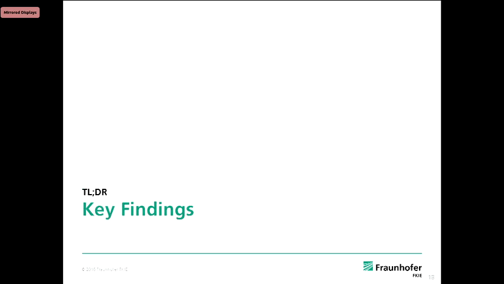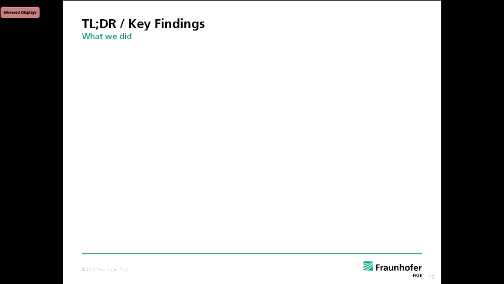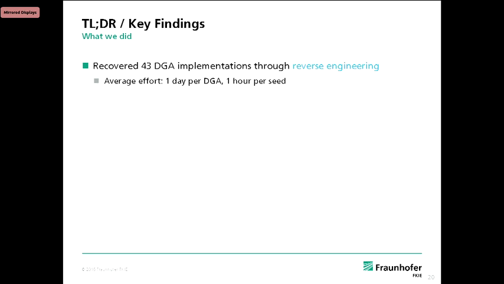Key findings. So first, what have we been doing in the study? We recovered 43 different DGA implementations by doing reverse engineering. And since it was asked in one of the reviews, on average, it took about 1 day to re-implement one of those DGAs. The worst example was that I got stuck for a whole week when I had to debug a flawed implementation of Mersenne Twister. And the easiest examples are probably just a couple of minutes to an hour, if it's a very cheap pseudo-random number generator spitting out random characters.